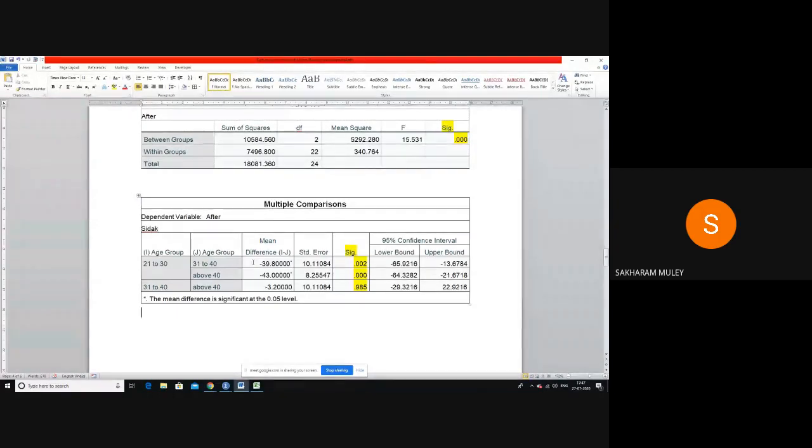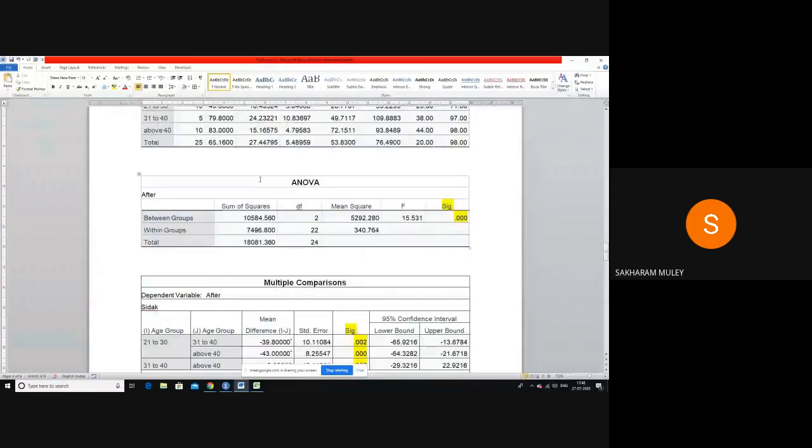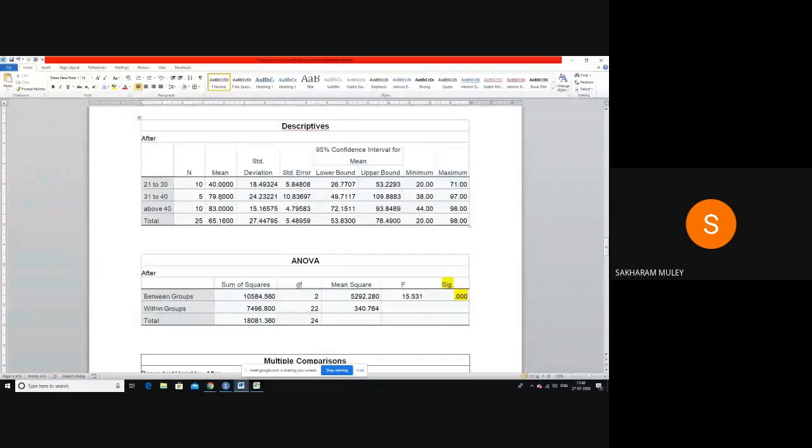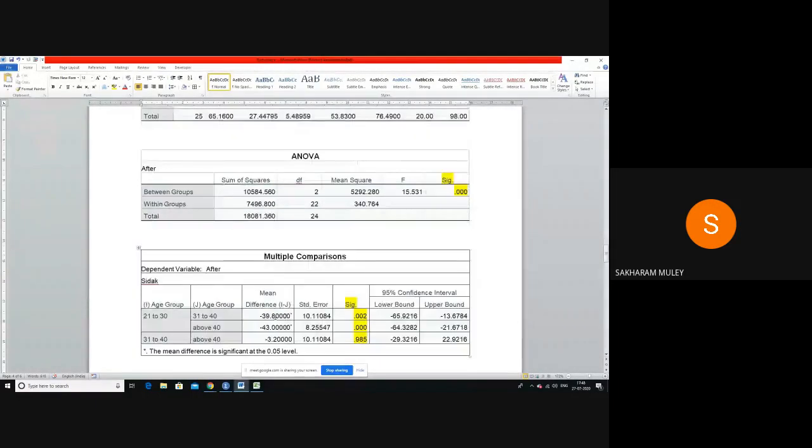This negative sign is nothing but the score of group 21 to 30 minus the score of group 31 to 40. So that is 40 minus 79.8, which gives me 39.8. But the sign follows the higher value, so 39.8 is with the negative sign. So we don't have to bother about this value. We do all our conclusions on the basis of this significant value.